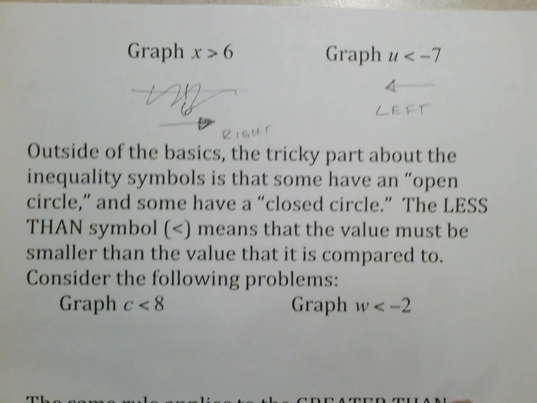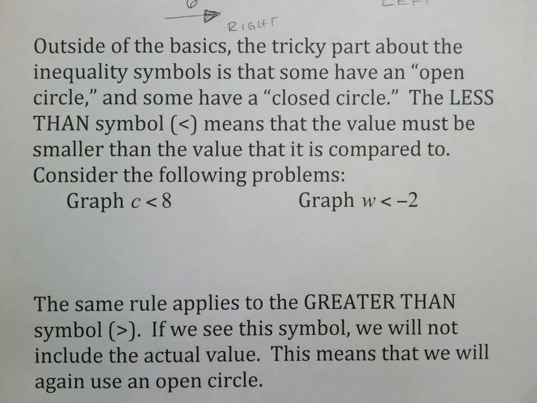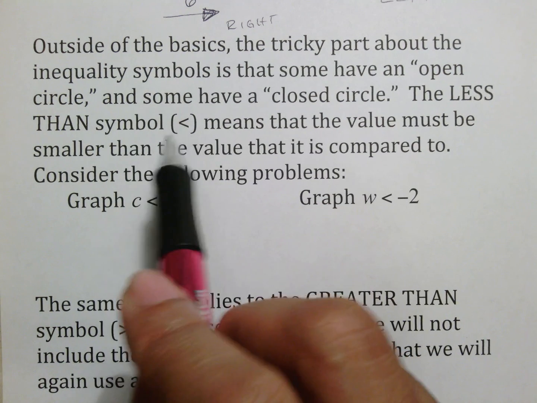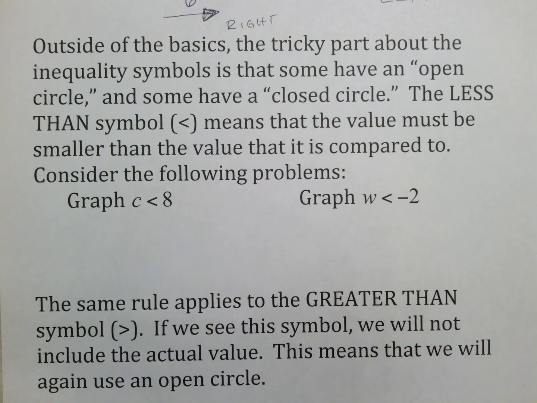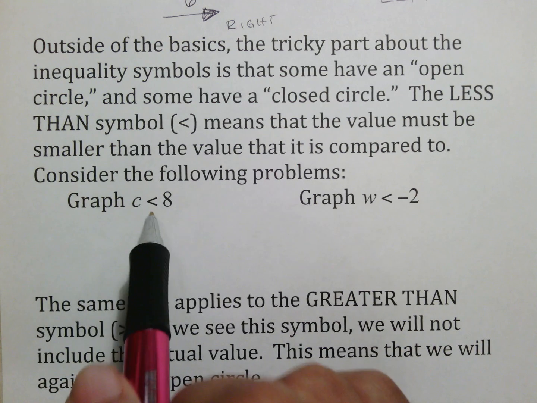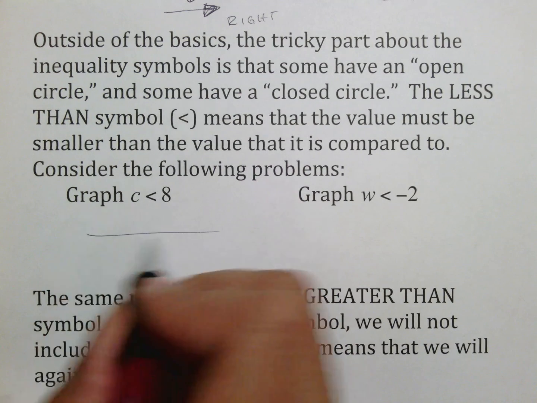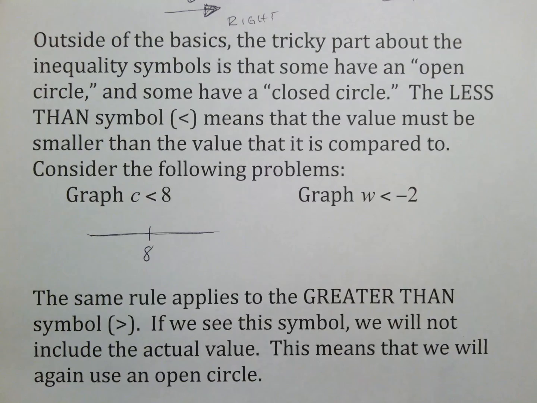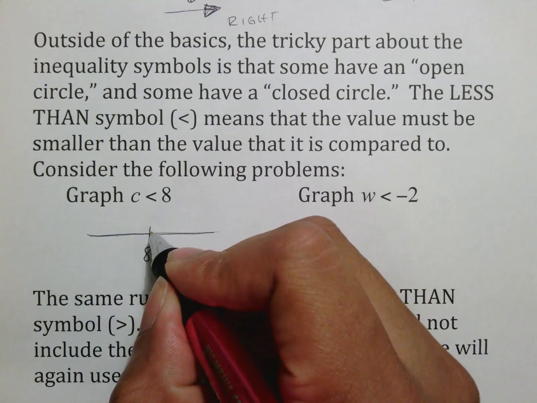So outside of the basics, the tricky part about the inequality is that some have an open circle and some have a closed circle. The less than symbol means that the value must be smaller than the value that it's being compared to. So consider the following problems. If I had C is less than 8, I'm going to look at this graph like I told you earlier, a very short line, with 8 being the important number. First off, if C is less than 8, 8 doesn't count.